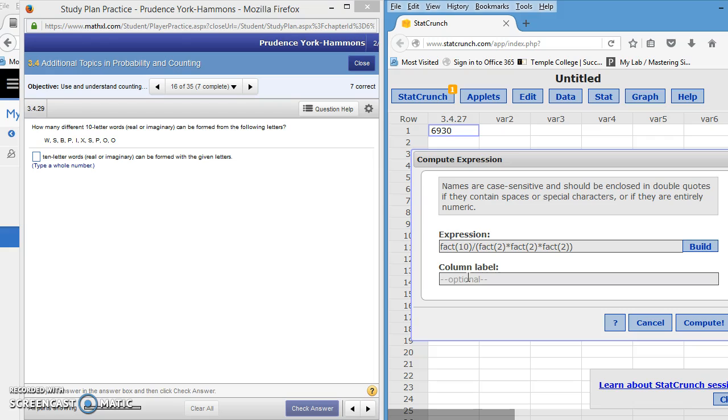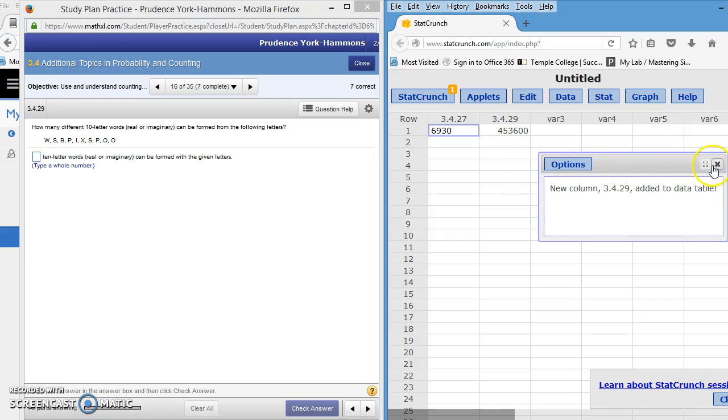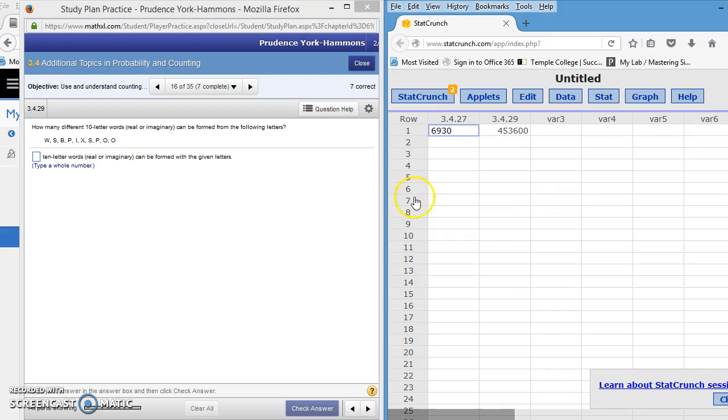Now I'm going to call this 3.4.29 and compute, and it says, I'm going to hide that table, 453,600.